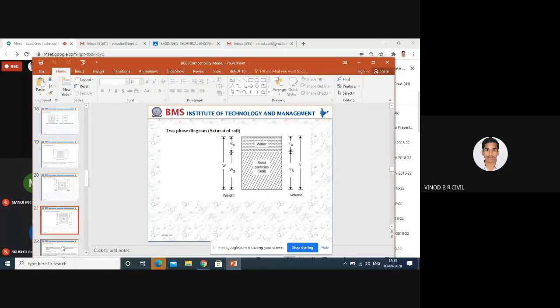Coming to the right-hand side, the volume of soil, that is the wet soil, and the volume of water. The combination of both, volume of soil and volume of water, we call the total volume, V.